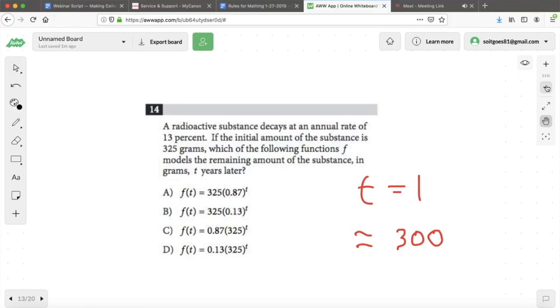What about answer choice B? Is that going to give us something close to 300? Probably not. We're multiplying 325 not by something close to 1, but by something much closer to 0. Do you see that? If we were multiplying 325 by 0.5, that would be cutting 325 in half, and we're multiplying by something significantly less than 0.5. You know what I'm saying? That's going to be a relatively small number.